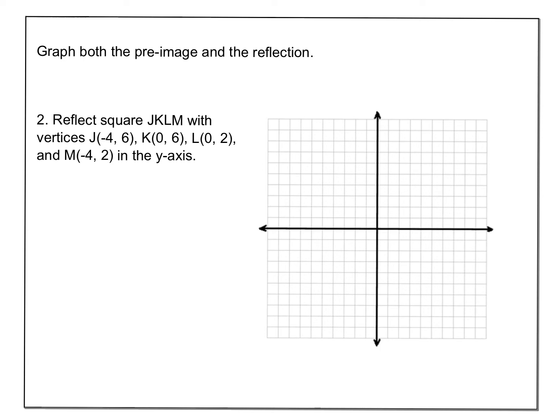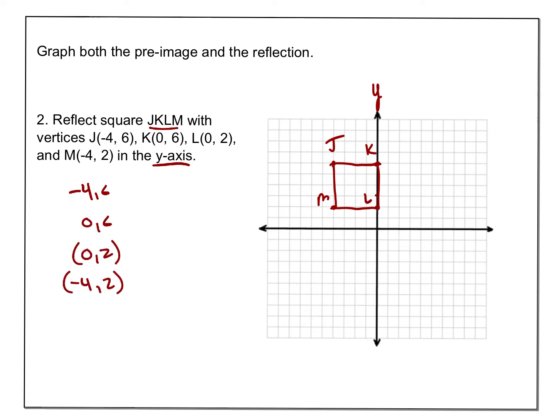So now here we have a square, JKLM. So J will be at -4, 6, which will be there. We're reflecting over the y-axis this time. That's this axis. All right, K will be at 0, 6. L will be at 0, 2. And M will be at -4, 2. So here's my square. So that'll be -4, 6, 0, 6, 0, 2, -4, 2. So here's my pre-image.